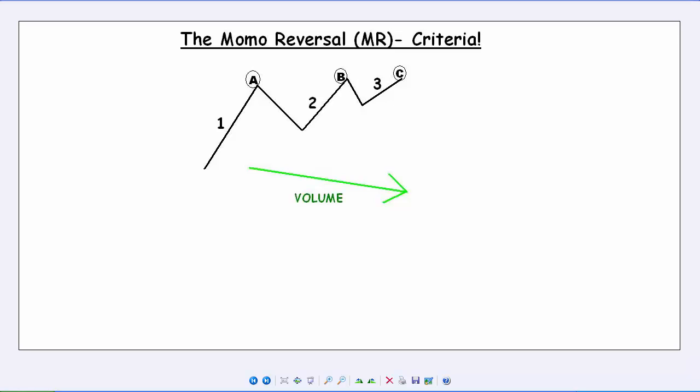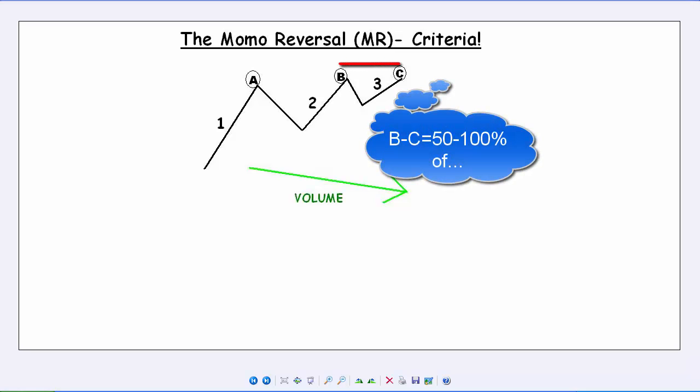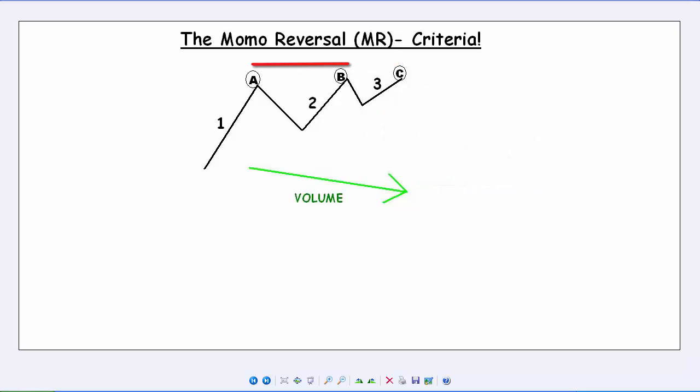The distance between A, B, and C, as depicted on this chart, that is the ends of each impulse wave, is governed by the same law of magnitude. That is, the distance between B and C should be 50% or greater, but less than 100% of the distance between A and B.